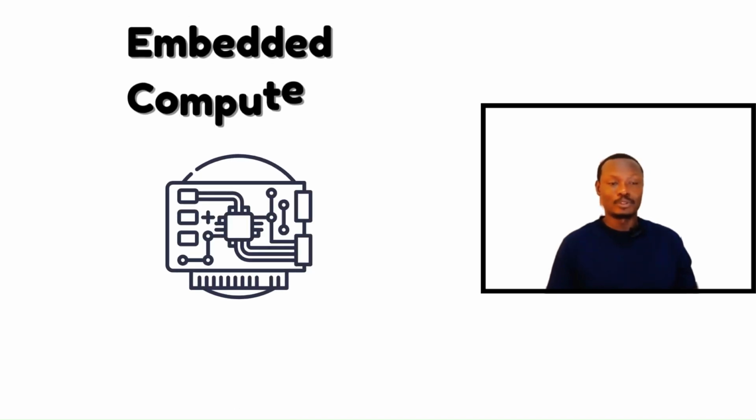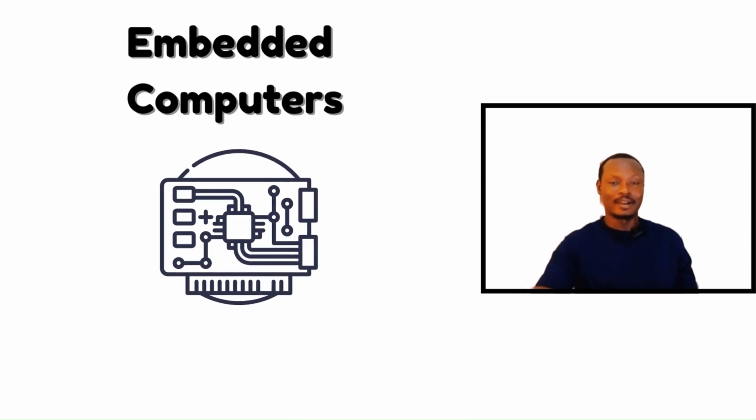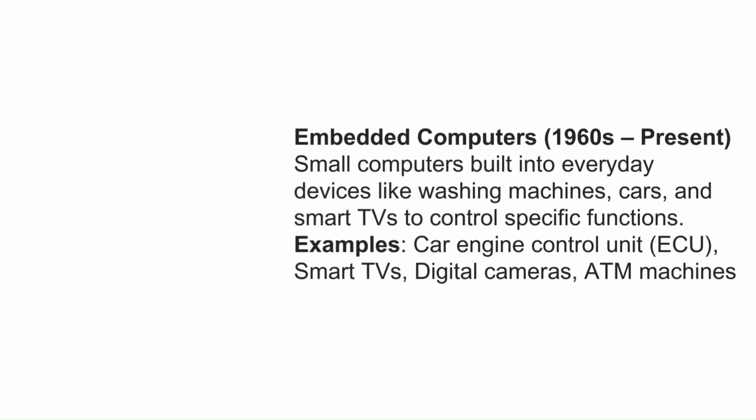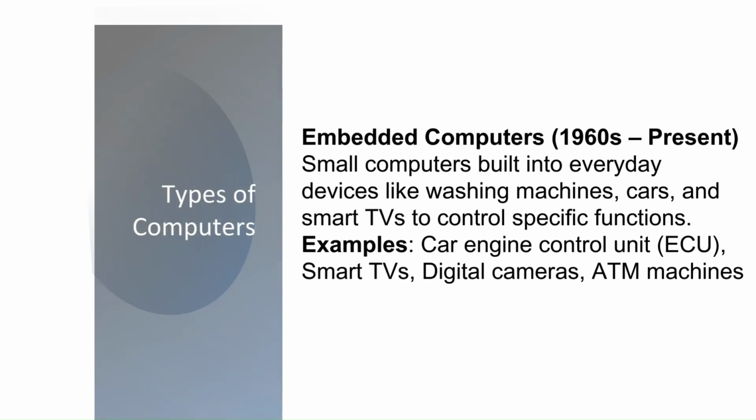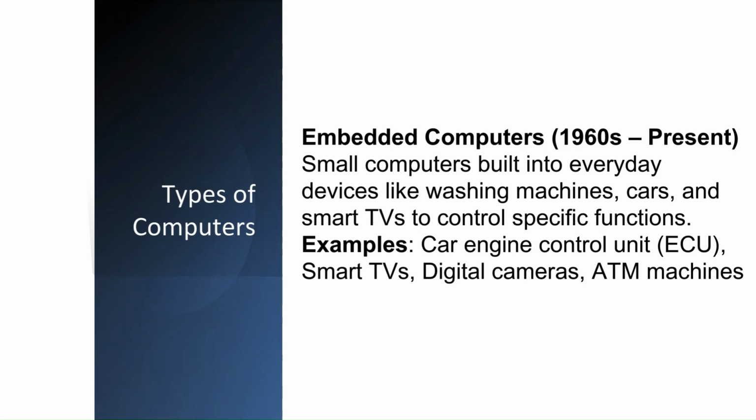They are computers, but they don't operate on their own. They are in a device like a washing machine. Yes, washing machines have computers in them. That's why I have the term embedded computers. They started producing these computers in the 1960s. They are small computers built into everyday devices like washing machines, cars, and smart TVs to control specific functions. For example, you have the car engine control units. You have one in digital cameras, ATM machines, just to mention a few. Embedded computers.